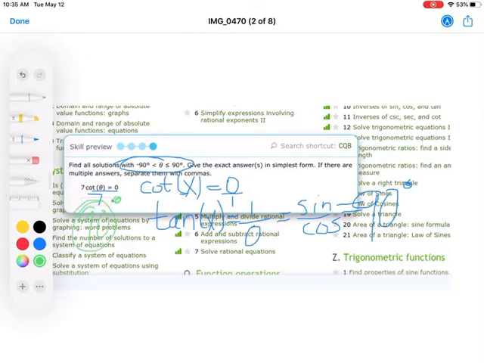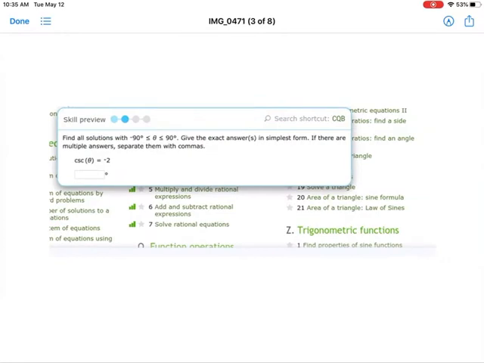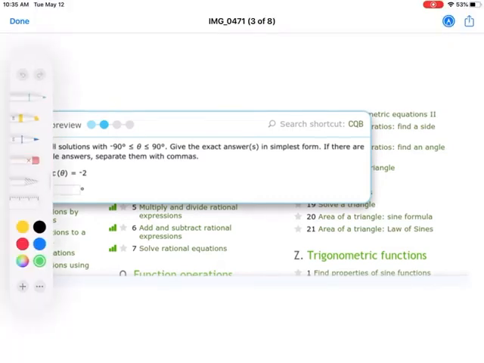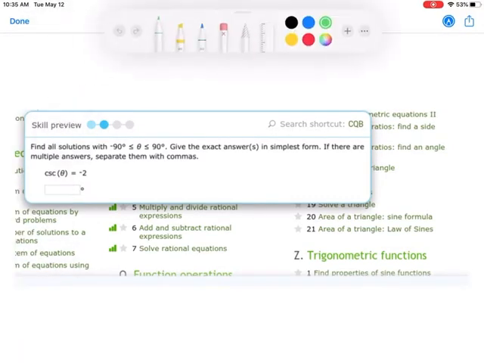All right, next. Find all the solutions, again, between negative 90 and 90. Cosecant of x equals negative 2. Where is the cosecant negative 2? So again, cosecant is the flip of sine. So I'm just going to flip this. The sine of x is equal to, again, this is over 1, everything's over 1, 1 over negative 2. The sine of x is negative 1/2, basically.